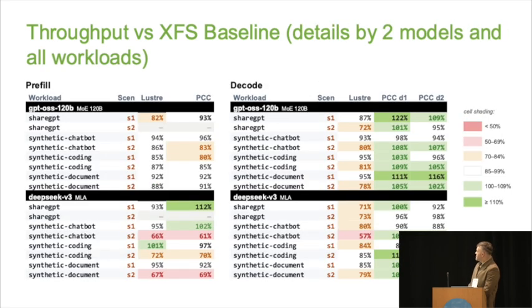So this is more detailed information here. For the prefill phase, you can see that for some workloads and some models, Lustre on the prefill phase demonstrates almost the same performance as baseline on XFS, but for some workloads, Lustre is slower. But for the decode phase, Lustre with PCC enabled is almost the same as the baseline of XFS, and of course, sometimes Lustre outperforms XFS.